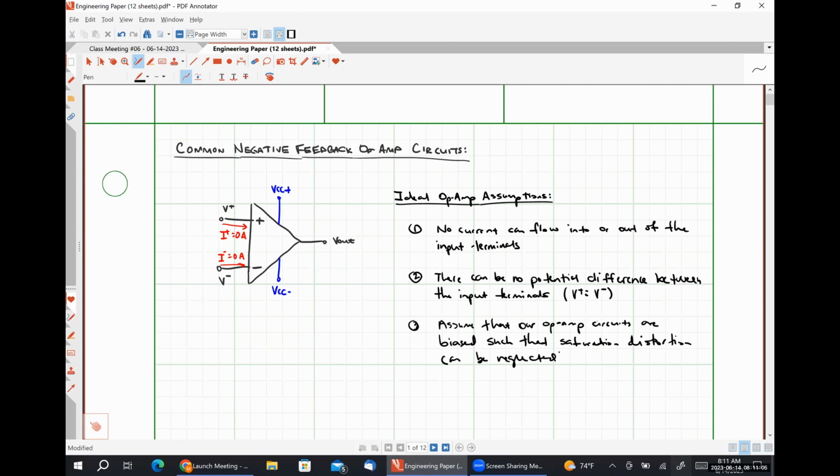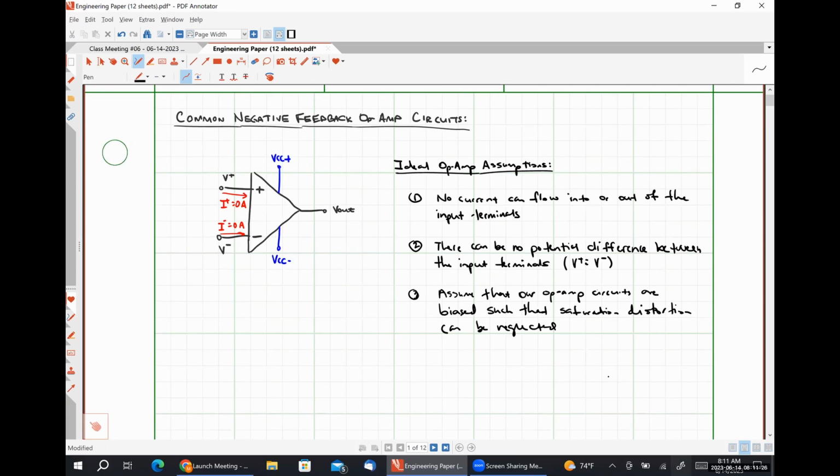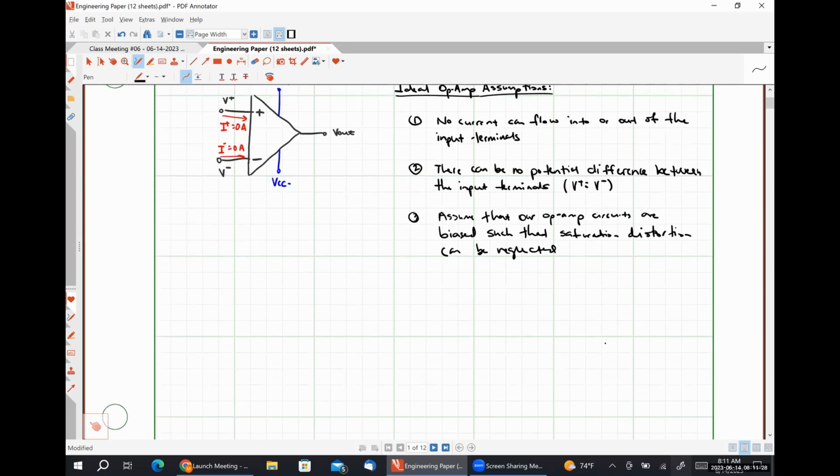So since we're assuming that we are biasing or powering the op-amp correctly, I'm largely going to not draw the power supply terminals for these op-amp models, with the understanding that they do need to be biased correctly in order for the circuit to behave as we're discussing. So those assumptions and caveats out of the way, let's look at our first circuit.